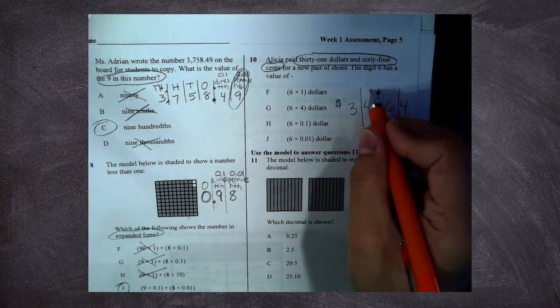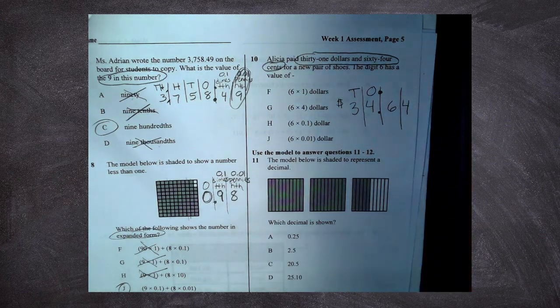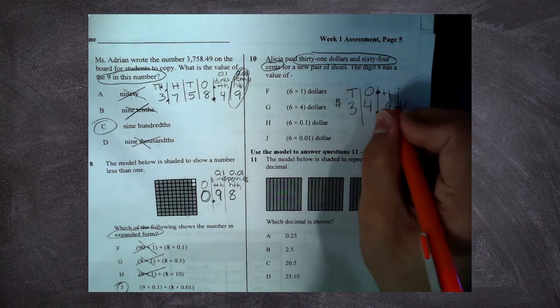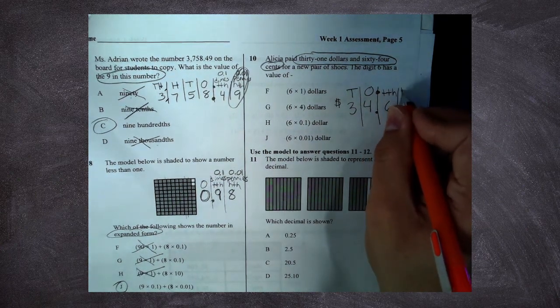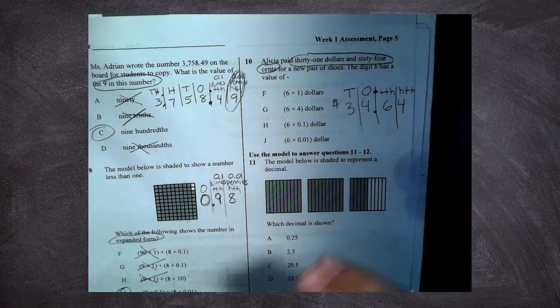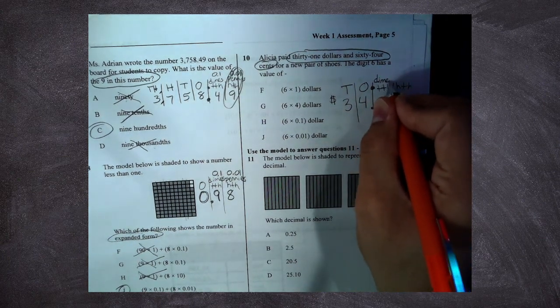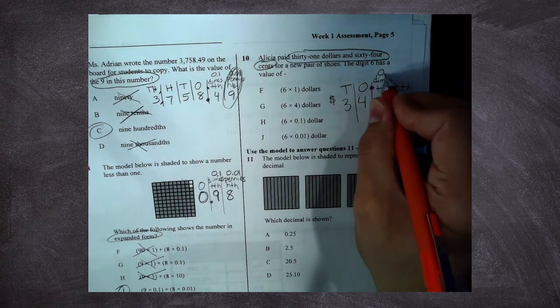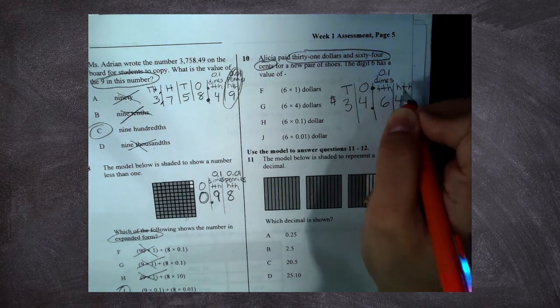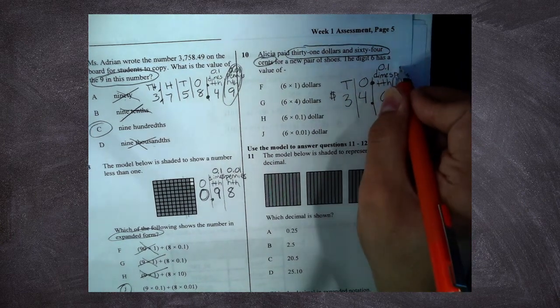I have my decimal, ones place, the tens place. After the decimal, I have my tenths place and my hundredths. And since I have a tenth and a hundredth on a place value chart, I'm going to make sure that on top of the tenth I write dimes, 0.1. On top of the hundredth, I'm going to write pennies and 0.01.